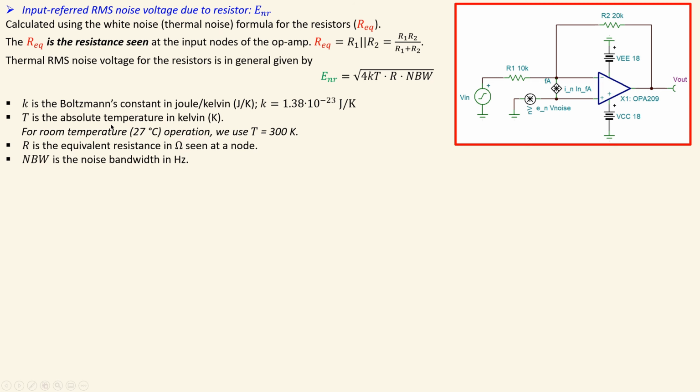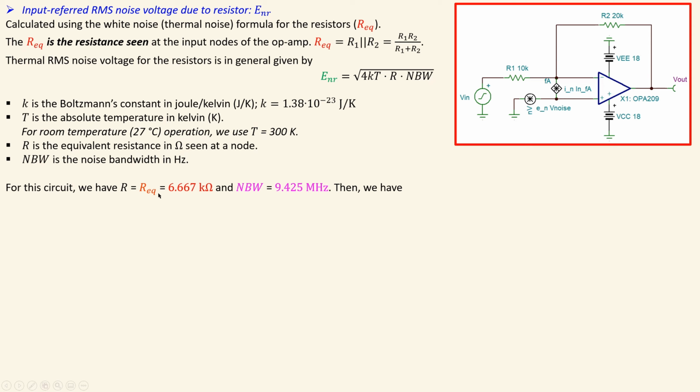We have T as the absolute temperature in kelvins, and most of the time we'll just use the room temperature for the operation of the circuit, which is 27 degrees, a little bit hot, but that's actually a really nice round number, 300 kelvins. The R is the equivalent resistance in ohms seen at the node, and we have the noise bandwidth, which is given in hertz.